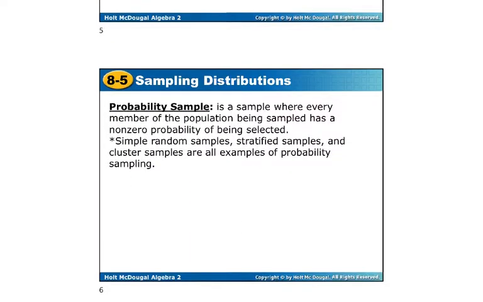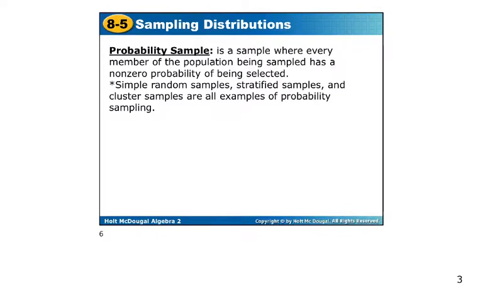All right. Then we have a probability sample. It's a sample where every member of the population being sampled has a non-zero probability of being selected, meaning every person could potentially be selected. Simple random samples, stratified samples, and cluster samples are all examples of probability sampling. Again, every member of the population has a non-zero probability of being selected. Because if you have a 0 probability of being selected, that means you'll never be selected, so unfair.